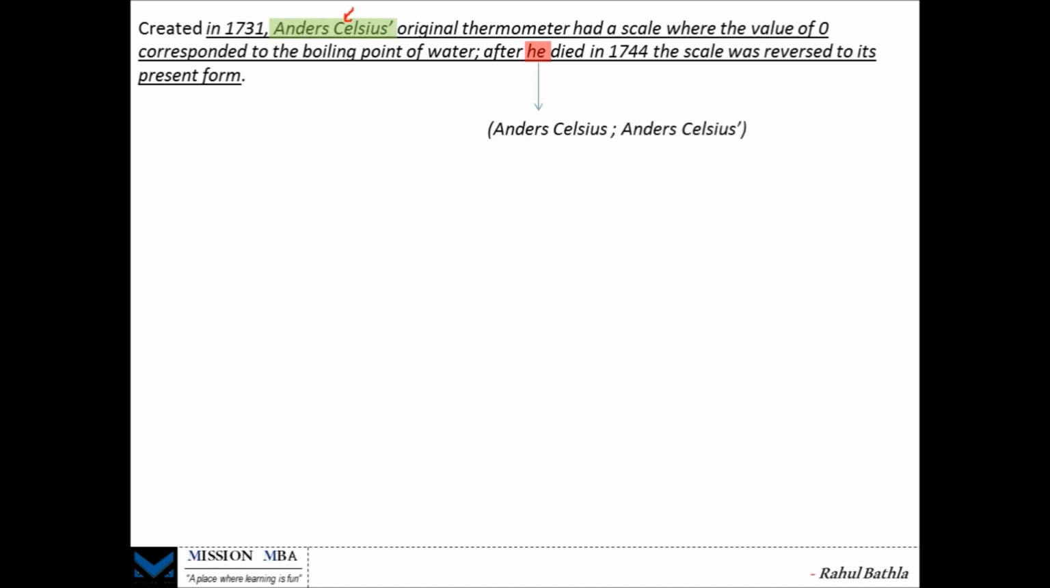So, this he is used for Anders Celsius or Anders Celsius apostrophe s. Let's check. After x died or after x apostrophe s died? Clearly, it has to be after x died. So, here it has been used for Anders Celsius. Hence, this is a wrong structure.